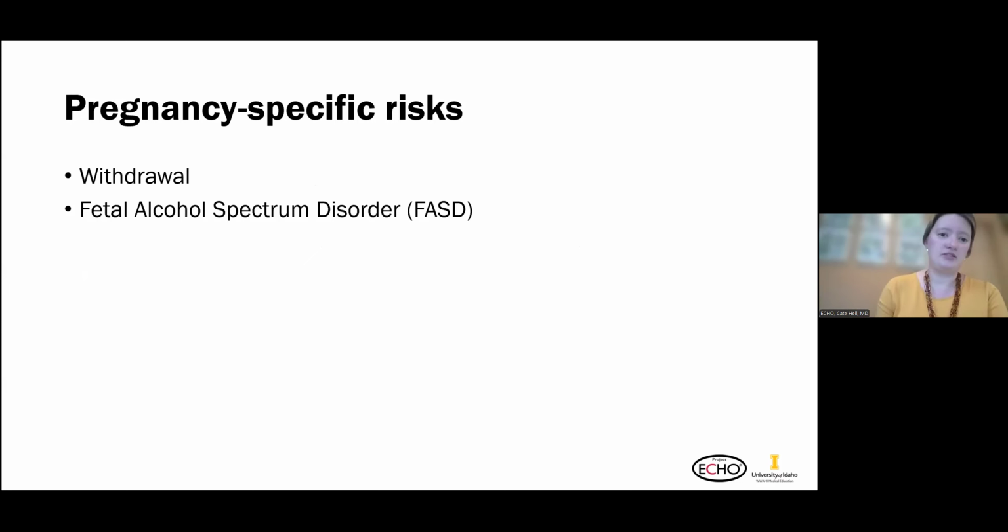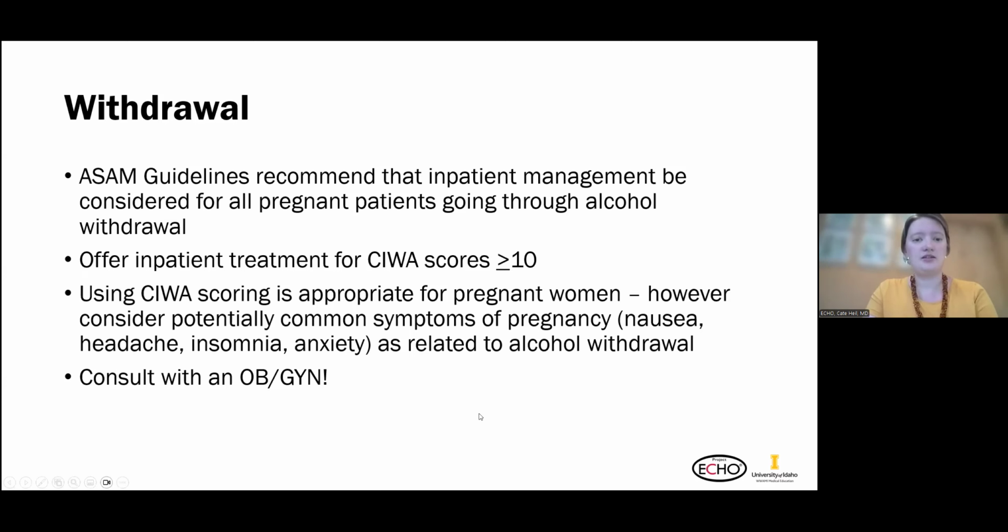Okay. So going through withdrawal first, the ASAM guidelines do recommend that inpatient management be considered for all pregnant patients going through alcohol withdrawal, due to both the risk for the mom, risk for the baby, and then, of course, risks of complicated alcohol withdrawal that apply to anybody. They also recommend offering inpatient treatment, especially for CIWA scores greater than or equal to 10. So that's a little bit lower than what we think for folks who are maybe not pregnant.